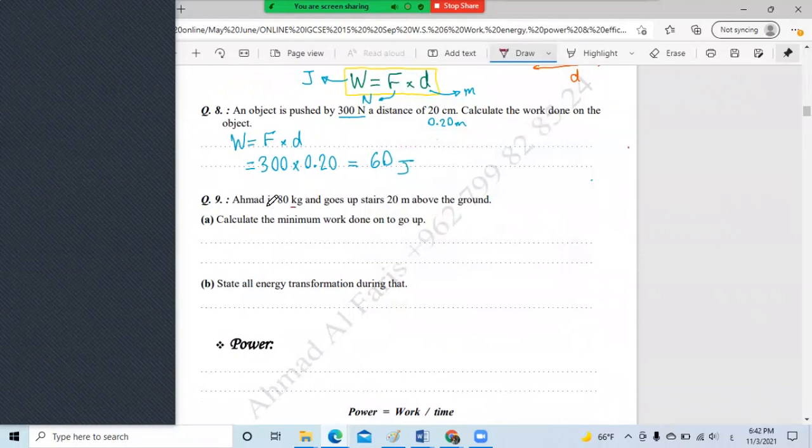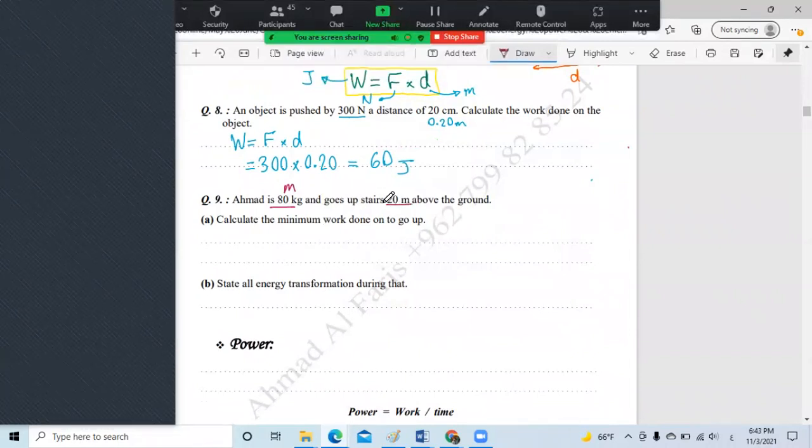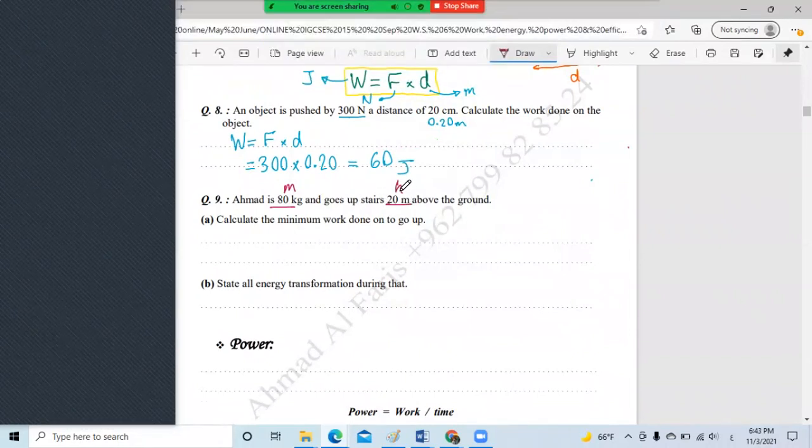Ahmed is 80 kilogram. They give us the mass. And he goes up stairs of 20 meters. This is the height that Ahmed went, above the ground. So this is the height and this is the mass. Calculate the minimum work done to go up.